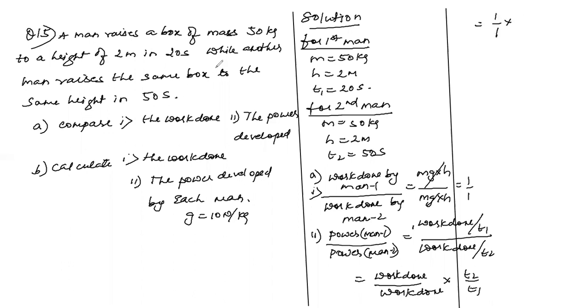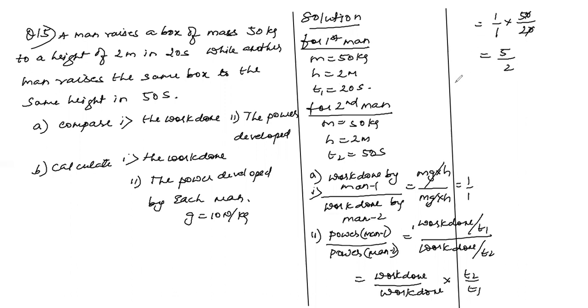T2 is how much, children? 50 seconds. And the earlier man has done it in 20 seconds. Got it? So how much is it? 5:2. So the ratio of the power developed is 5:2. Okay, work done is the same.